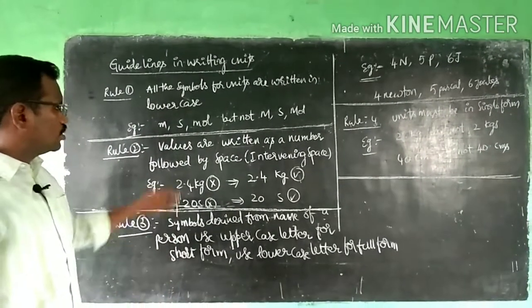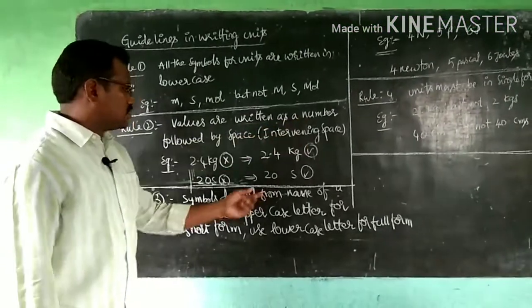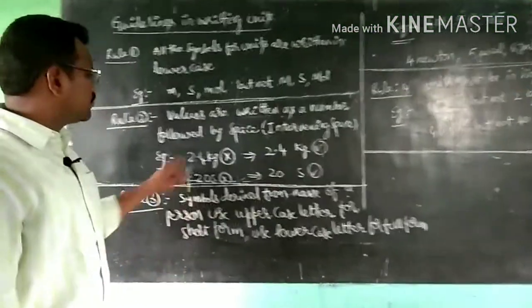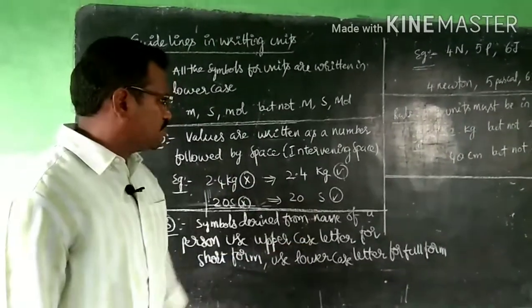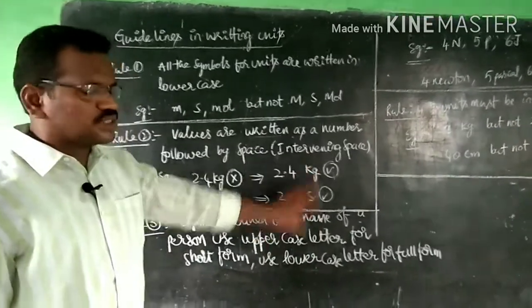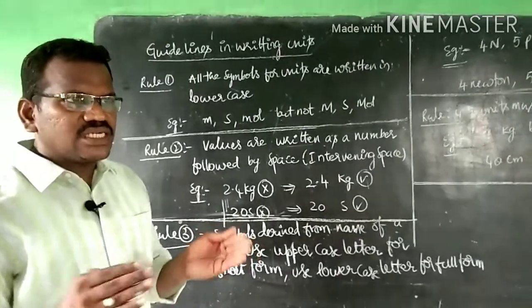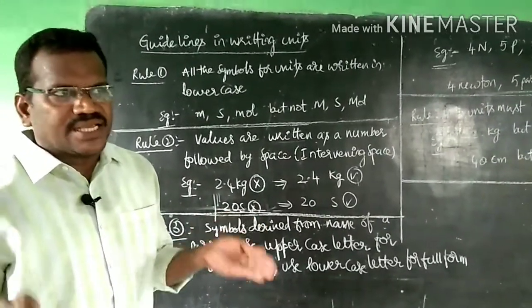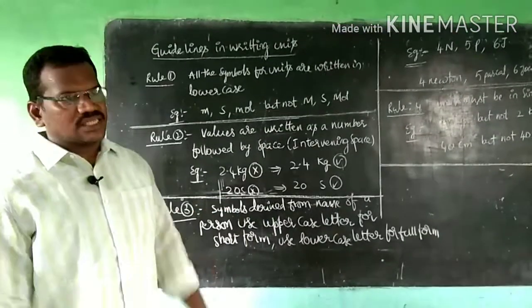Now come to the rule. Values are written as a number, meaning these are all the numbers, followed by a space, meaning a little gap should be given. That space is called the intervening space. This intervening space should not be there in the case of degrees, minutes or seconds.